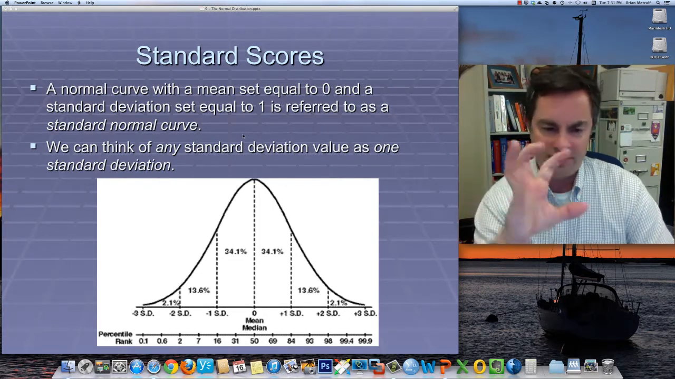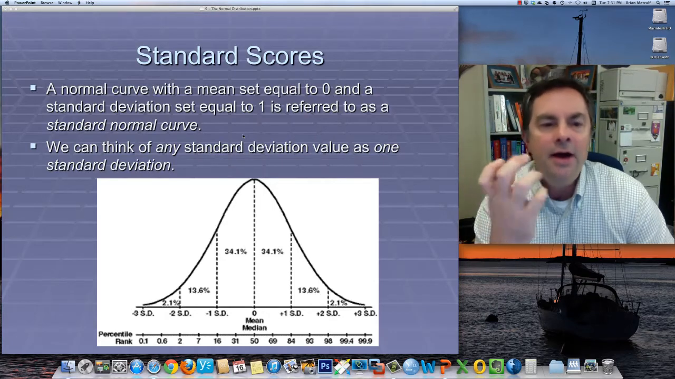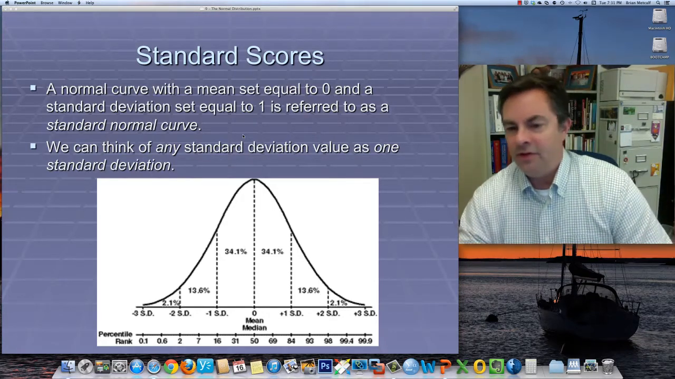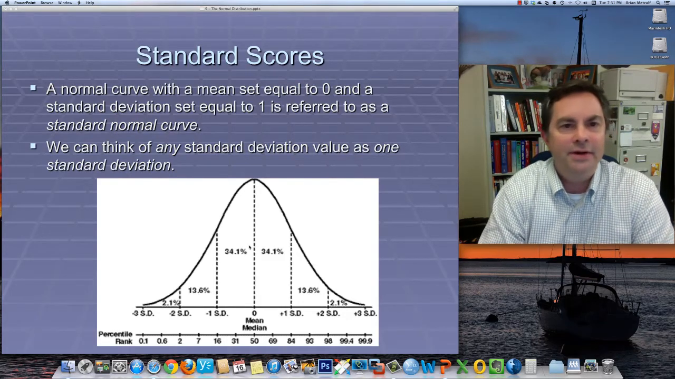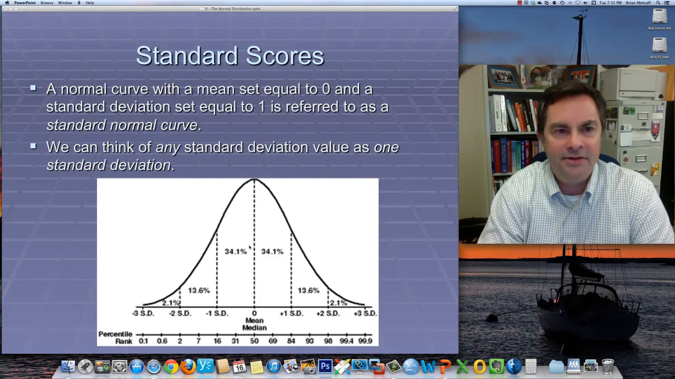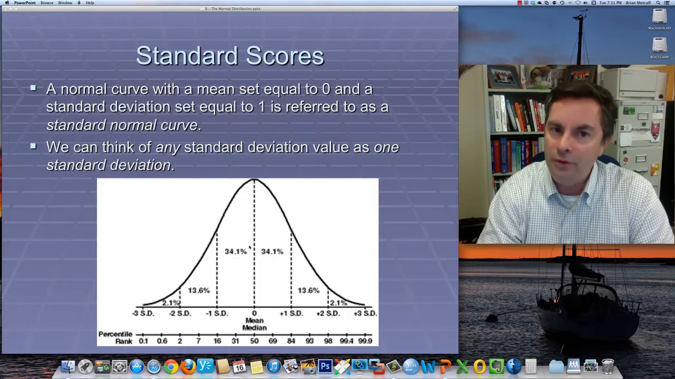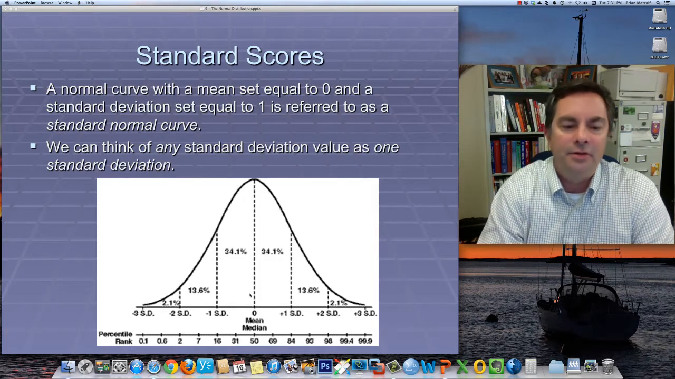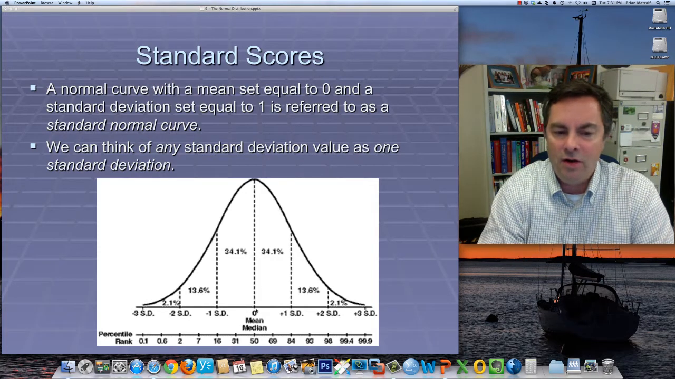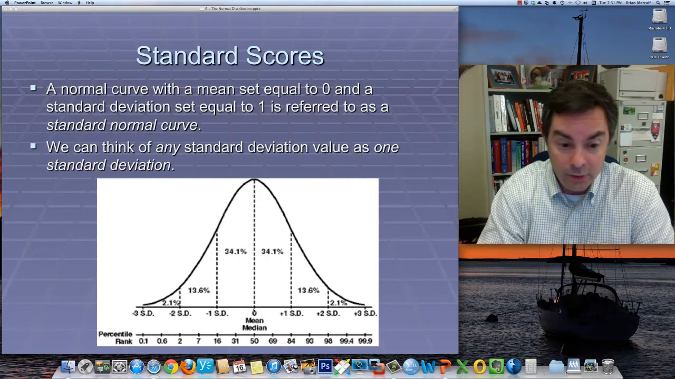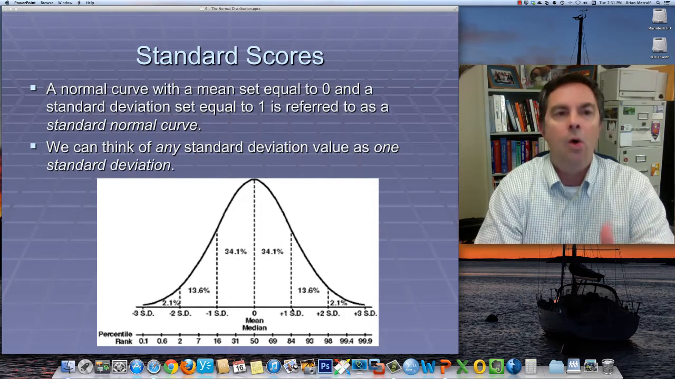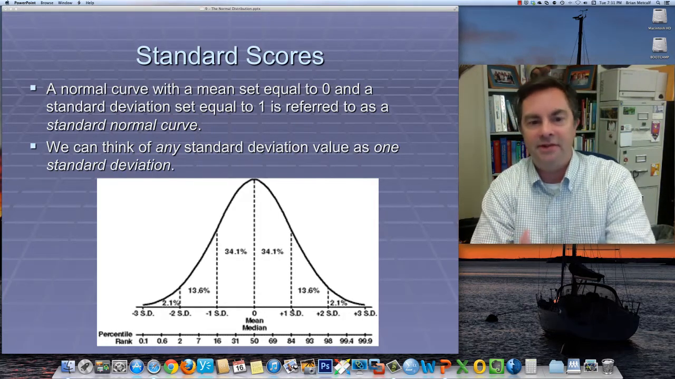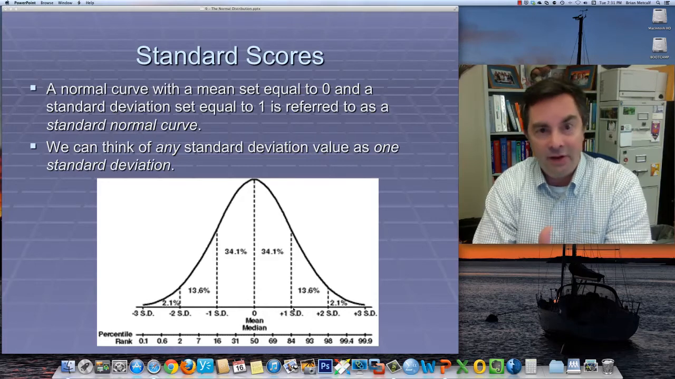and think of it as a unit, as a single packet, okay? And we can go up and down the scale the number of standard deviations that we want. Now intelligence happens to have a standard deviation of 15 units on the IQ scale. So the mean is 100, which we now call 0. And we could go up 15 IQ points, and that would be 1 standard deviation. We would march up the scale 1 standard unit, 1 standard deviation, 15 IQ points.